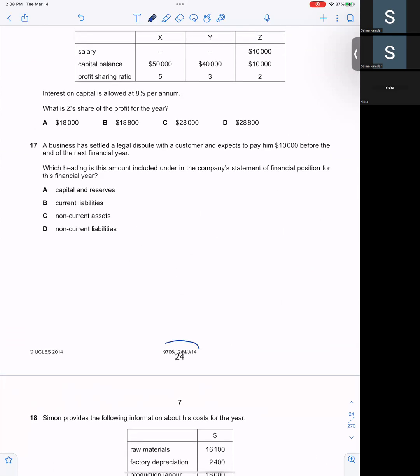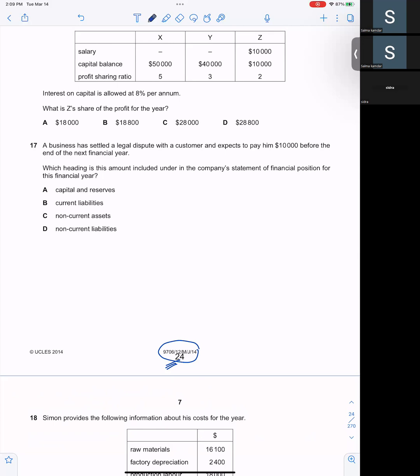Paper 12, page 24, May June 2014. A business has settled a legal dispute with a customer and expects to pay him 10,000 before the end of the next financial year. Which heading is this amount included under in the company's statement of financial position for this financial year?